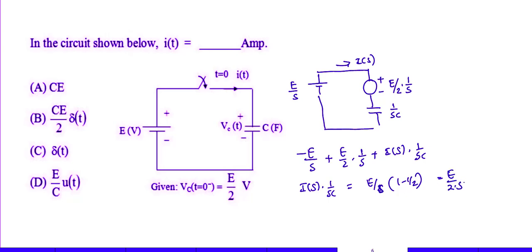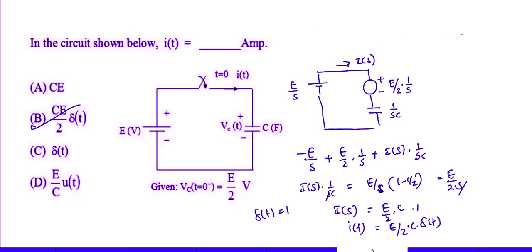Okay, so here S cancel. So I of S equal to E by 2 into C into 1. So Laplace transform of delta of T is 1. So I of T equal to E by 2 into C into delta of T. Option B is the answer.